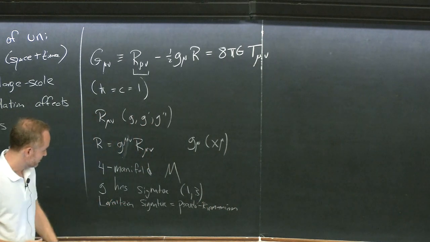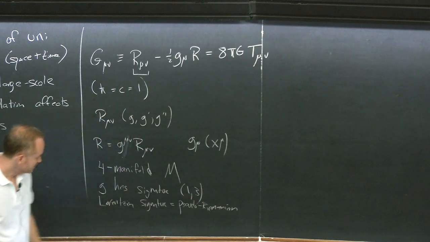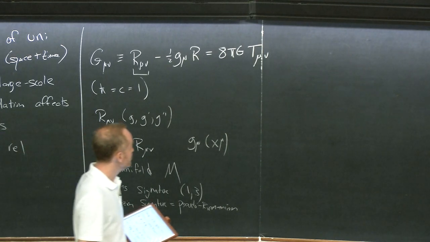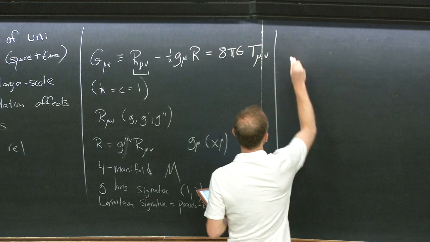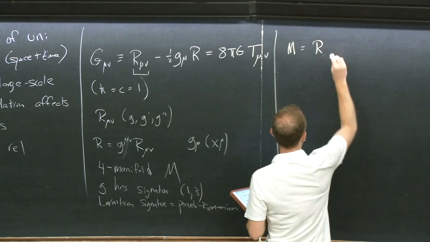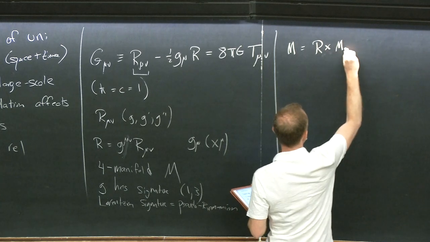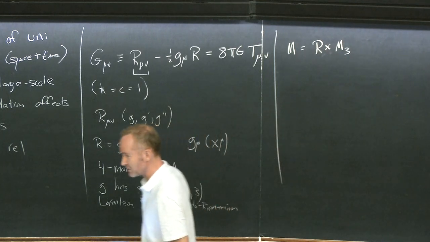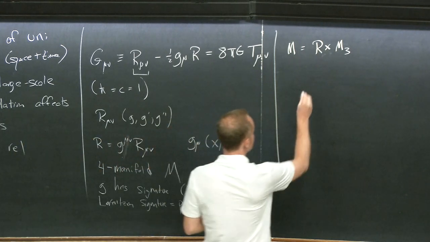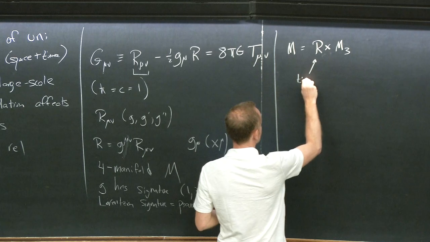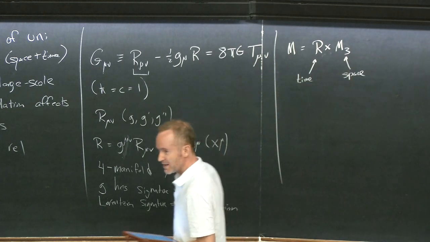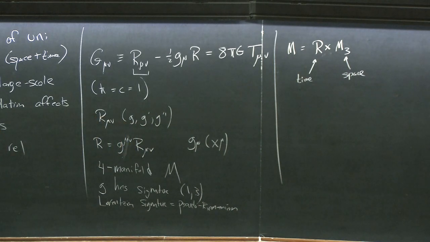A Riemannian manifold would have 0, 4 or 4, 0. Anyway, so it's a space-time. And more importantly, we have to be able to write it as a line times some three-dimensional Riemannian manifold. Okay, so this is time, and this is space. If we can't do that, it's not a cosmology. That's my definition of cosmology.